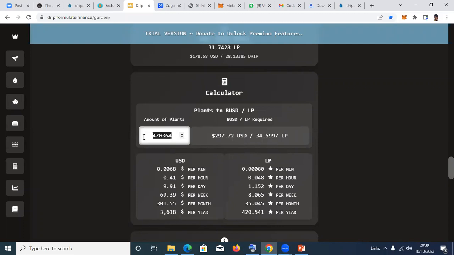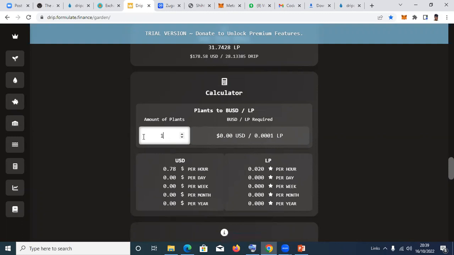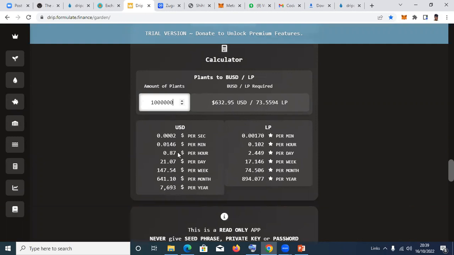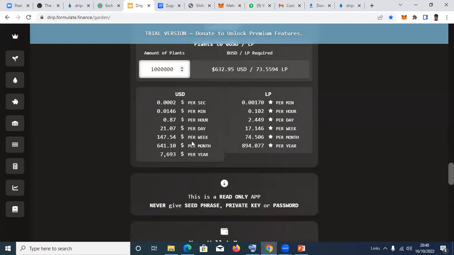So in total, I have about 1 million plants on 3 of my accounts. Time will not permit me to go through them. My 1 million plants are worth $632. So every 1 minute, I make 0.146 cents. And per hour, I'm making 0.87 cents. Per day, I make $21. In a month, my take home on the Drip Garden itself is $641 per month. This is my earning on the drip garden.